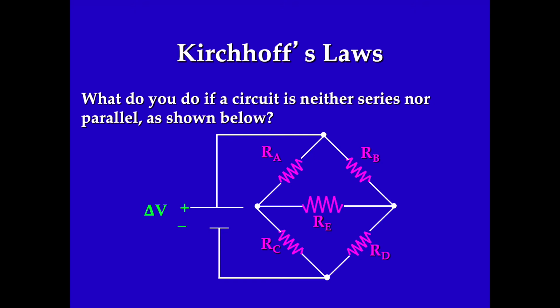And so what I'm going to do is apply Kirchhoff's laws for this circuit. Remember what the laws are. The sum of the voltage drops around the loop is 0, and the sum of the currents entering a junction equals the sum of the currents leaving a junction. Or you can just say the sum of the i's equals 0.